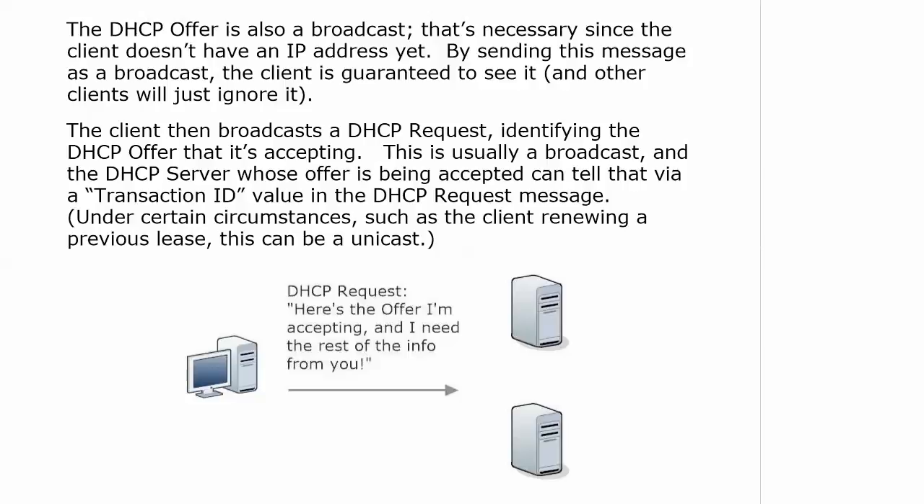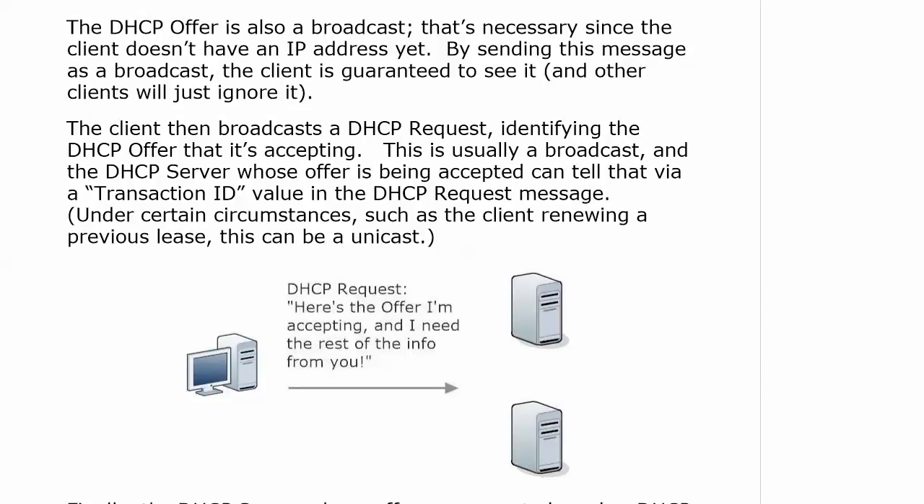Now the client then broadcasts a DHCP request and it's identifying the offer that it's accepting. This is usually a broadcast, not always. It's usually a broadcast though, and how the DHCP server knows, hey, that guy's accepting my offer, there's a transaction ID value in the request message. If you're really interested in seeing the nuts and bolts of each message and every single field, Wikipedia does have an excellent DHCP page. We don't need to go into that kind of detail for the CSUMP, but it's some good additional reading. Because under certain circumstances, such as the client renewing a previous lease, this can be a unicast. So I've seen it described both ways. Again, I would not worry about it for the exam, but know that it is usually a broadcast.